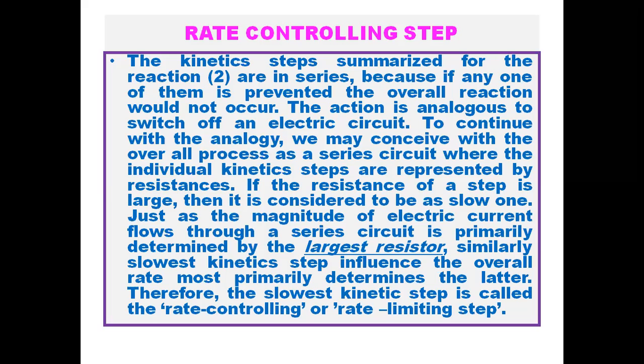By this analogy, we may conceive the overall process as a series circuit, but the individual kinetic steps are represented by resistances. If the resistance of a step is large, then it is considered to be a slow one, just as the magnitude of current flowing through a series circuit is primarily determined by the largest resistor. Similarly, the slowest kinetic step influences the overall rate most. Therefore, the slowest kinetic step is generally called the rate controlling step, sometimes the rate limiting step, in all processes, whatever the process may be.